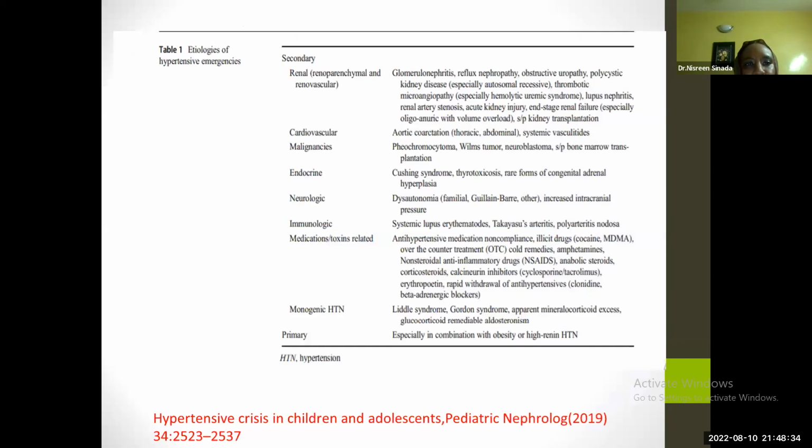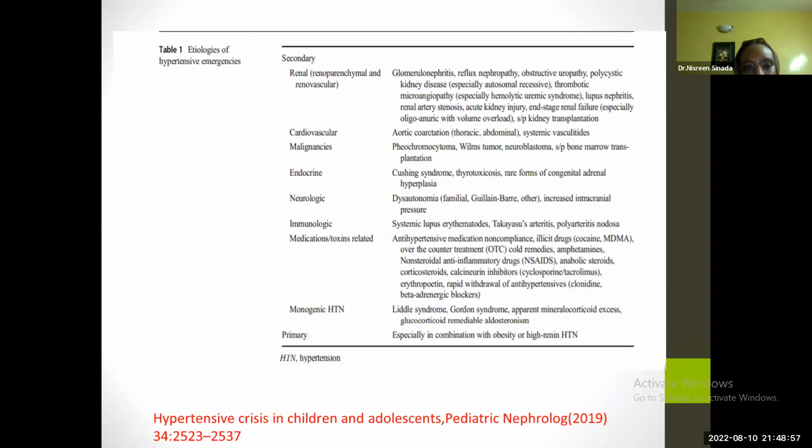Also, you can define the etiology of hypertension by the system involved secondary to the cause: renal, like glomerulonephritis, reflux nephropathy, obstructive uropathy; cardiovascular, like aortic coarctation; fibromuscular dysplasia; Wilms tumors, like malignancy; endocrine, like Cushing syndrome; and as I said, the drugs.